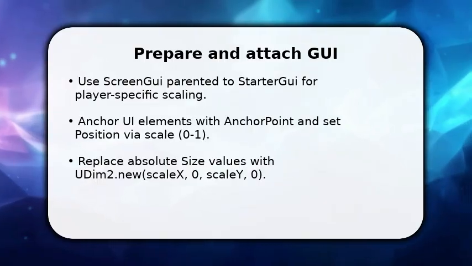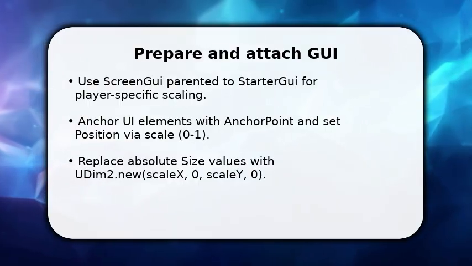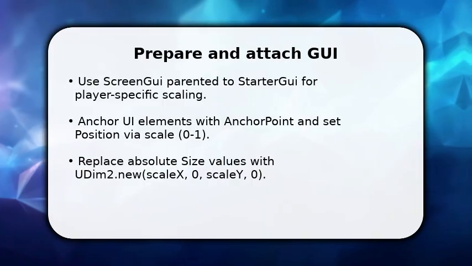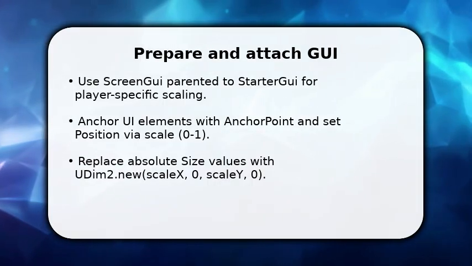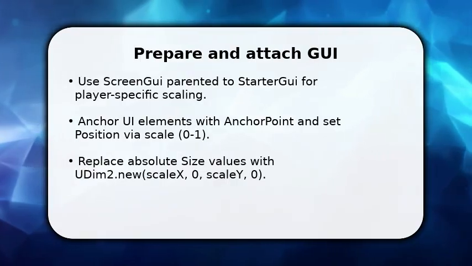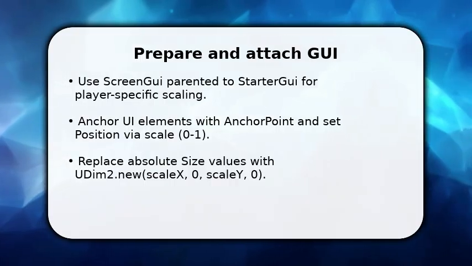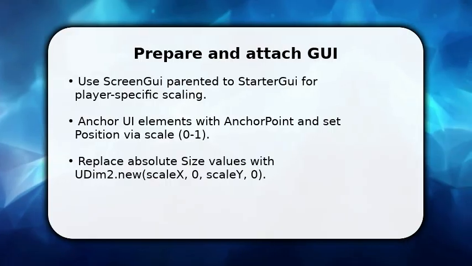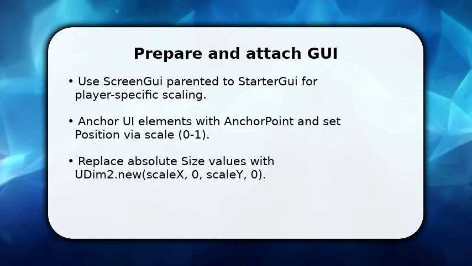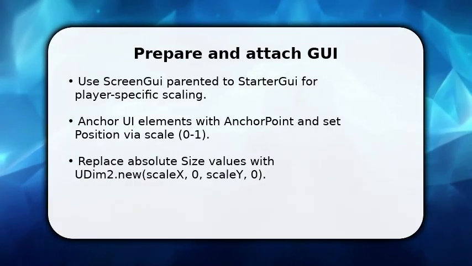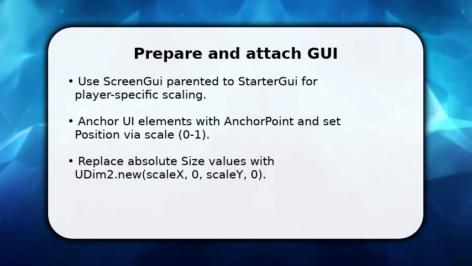You start by placing a ScreenGui under StarterGui and confirming it replicates to players. This ensures per-player auto-scaling. Next, convert any pixel-based sizes to UDim2 scale components so they respond to resolution changes. While doing that, set anchor point appropriately so elements grow from the correct pivot. Once done, check that position uses scale units as well. This prevents off-screen placement on different aspect ratios and readies the GUI for the next scripting step.